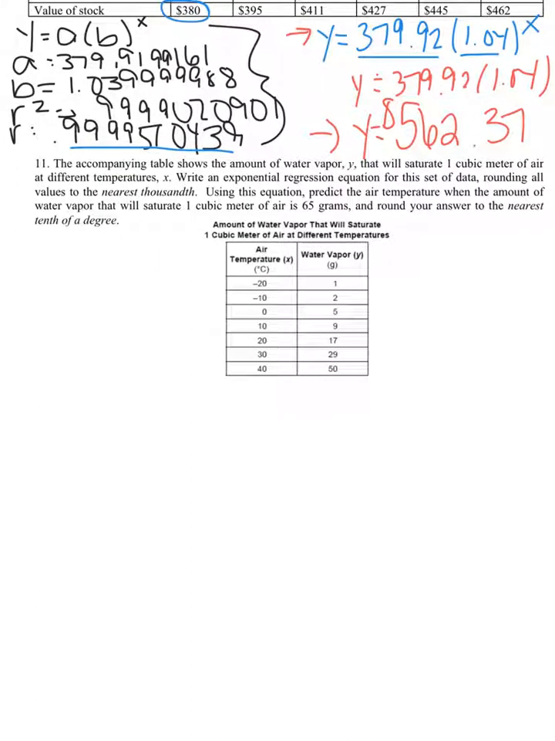Okay, number 11, same type of thing. It wants an exponential regression equation. So that shows the amount of water vapor as Y, and then the air temperature is X. So take a minute now and plug all this data into your calculator. Your work is going to be everything you see on your calculator screen.